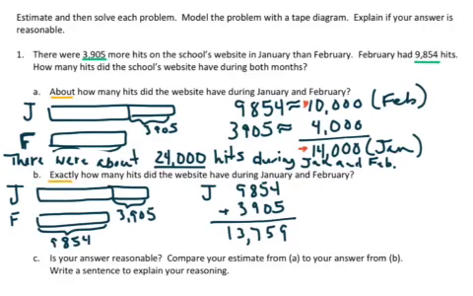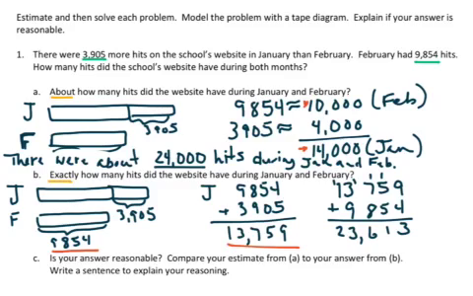Okay, and then February is already given to me as 9,854. So now I need to find out the combined total. So I'm going to add my total for January with the total for February. Okay, and I have an actual total of 23,613, and that's hits.